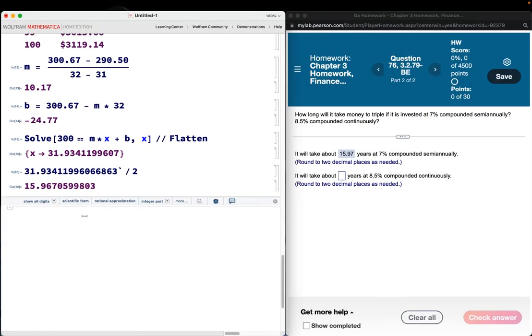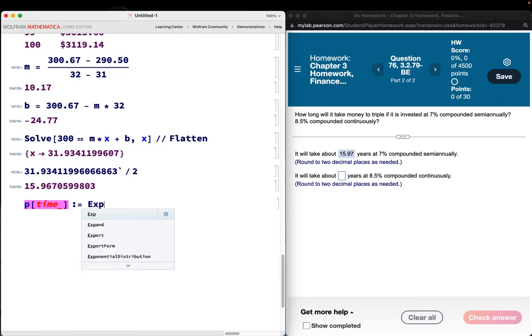So what we're going to do is, the formula says that the principal, again, I'm going to define a function. Should we use time? Yeah, let's use time. So the principal as a function of time is going to be equal to the number e.